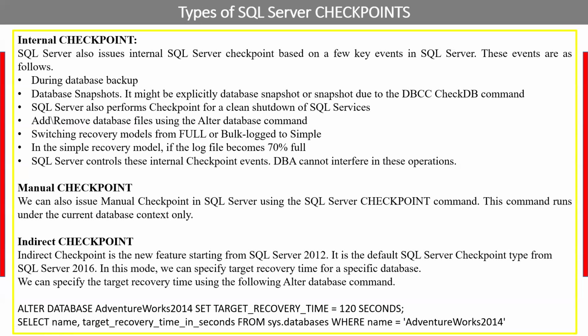When you are taking a backup, when you are taking a snapshot, when your SQL Server is shutting down, when you are switching the recovery models, when in the simple recovery model, the internal checkpoint is triggered. On certain operations, the internal checkpoint automatically triggers. We don't have any control over the internal checkpoint. But we have control over the indirect checkpoint, which is a new feature introduced from SQL Server 2012 onwards.